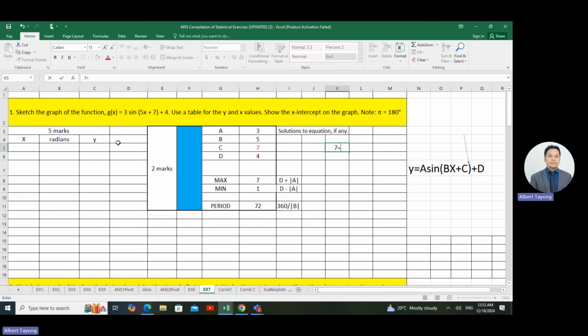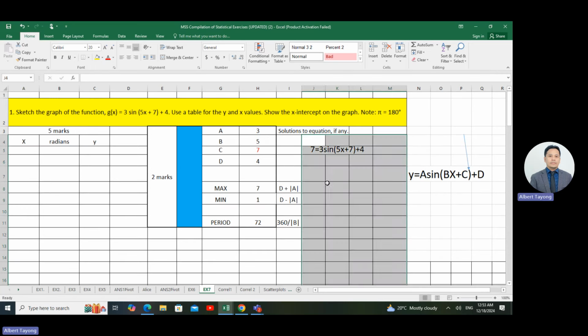7 equals, we're going to change our g of x to 7. Okay, and we have 3 sine, okay, we have 5x plus 7 close plus 4. Okay, let me make this one bigger. All right. So basically, we change our g of x to any of these values. As I said, you can use either the minimum or maximum. It's easier to use the maximum, okay?